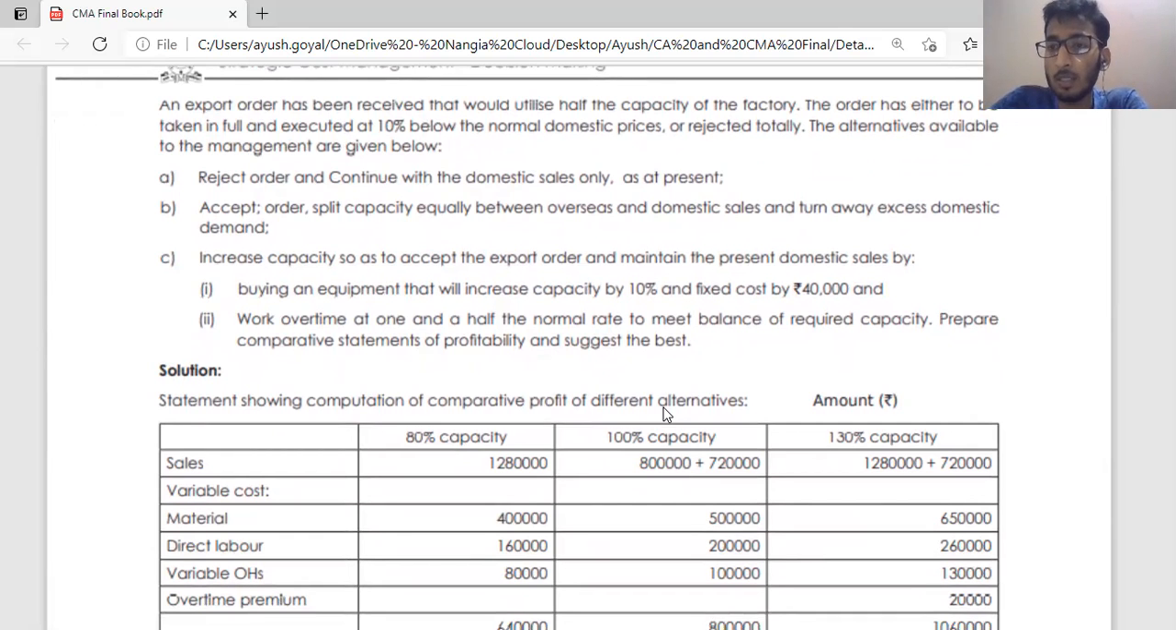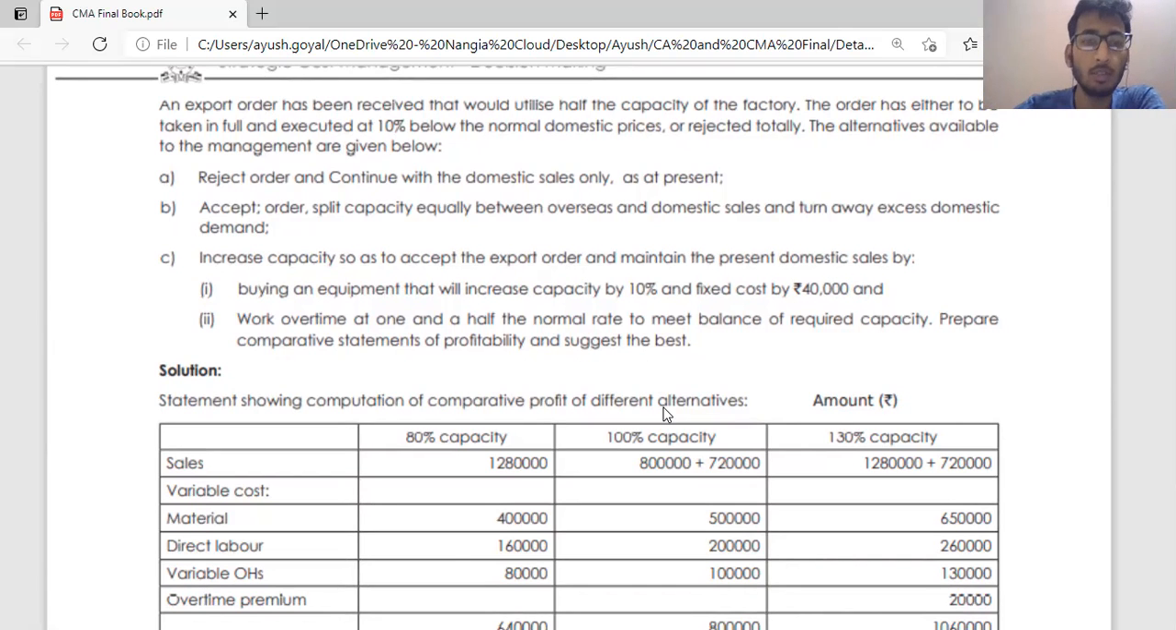So currently my capacity is, suppose, 100%. And definitely I need 130% capacity. Why 130%? Because 80% I am currently using for my domestic sale, and I require 50% capacity for the export sale. So in total I require 130% capacity. So I need to increase my capacity basically. My current capacity is 100%, I require 130%, so the balance 30% I need to increase.